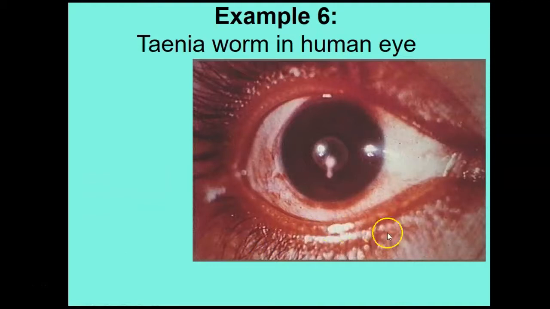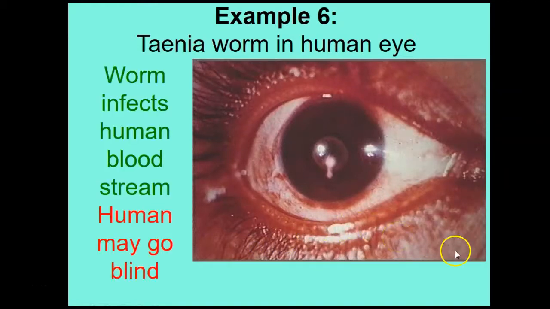All right, the final example is kind of gross, but actually it's something you need to think about. So this is a taenia worm, and obviously a human eye. This worm infects the human bloodstream, and because the worm gets into the eye and does damage, humans can go blind from this.